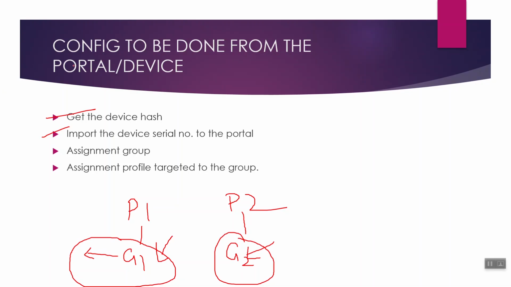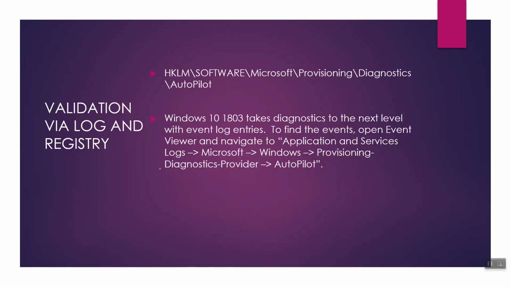So the configuration that has to be done from the portal is: if it's a new device, we just need to upload the CSV, and if it's an old device, in my case a VM, we just need to get the hardware hash of the device and then upload it to the portal. Once it has been uploaded, we just need to assign it to a group. It can be a dynamic group or a static group wherein we add the devices manually. Once it has been added, we just need to make a profile and assign it to a group. That's all that needs to be done from the portal end.